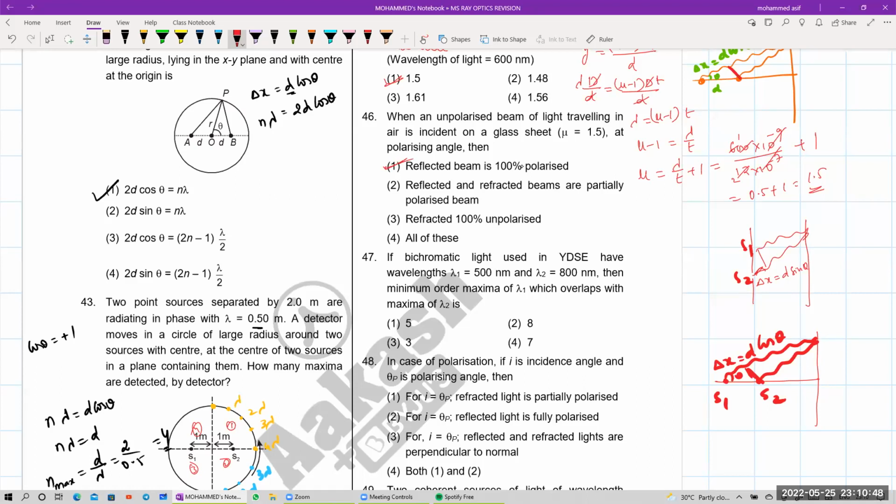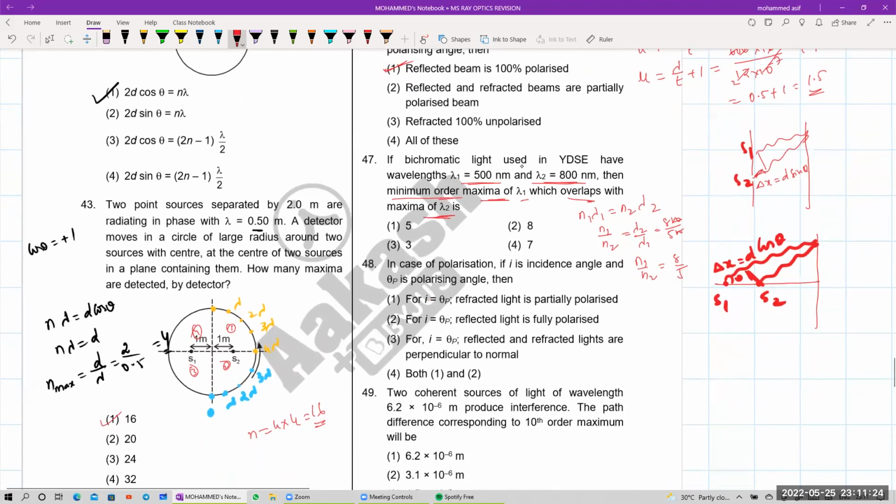चलो 77. If a bichromatic light is used in YDSE with wavelength lambda 1 is 500, lambda 2 is 800, then minimum order maxima of lambda 1 which overlaps with the maxima of lambda 2, यानी n1 lambda 1 must be equal to n2 lambda 2. ठीक है ना? Is asking the value of n1 by n2. So n1 by n2 is equal to lambda 2 divided by lambda 1, that is 800 divided by 500. This will get cancelled. यानी n1 divided by n2 will be equal to 8 by 5.